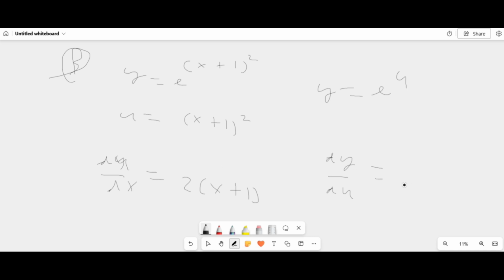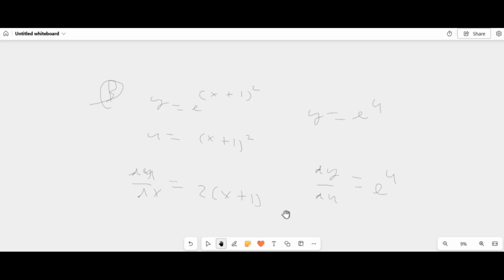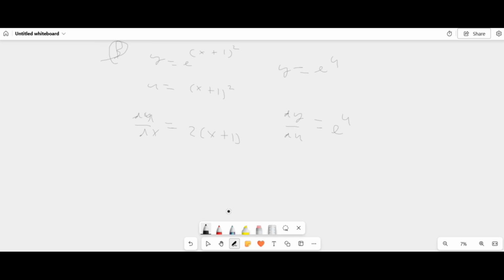Then dy over du, it's du by the way, is going to be e to the power of u. So dy over dx is going to be those 2 times together, so 2 times x plus 1 times e to the u. And e to the u, I'm just going to swap for what it is equal to, e to the power of x plus 1 squared. So there you go.